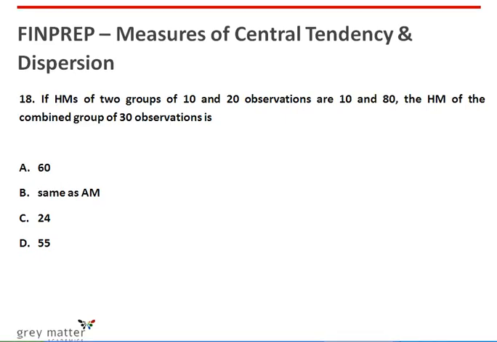18th problem, if the harmonic means of two groups of 10 and 20 observations are 10 and 80 respectively, the harmonic mean of the combined group of 30 observations would work out as follows.